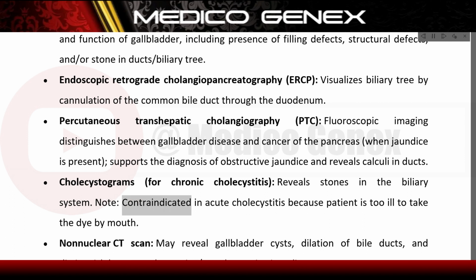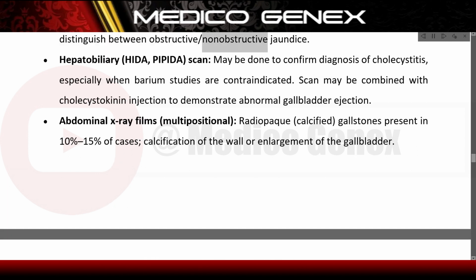Note: contraindicated in acute cholecystitis because the patient is too ill to take the dye by mouth. Non-nuclear CT scan may reveal gallbladder cysts, dilation of bile ducts, and distinguish between obstructive and non-obstructive jaundice. Hepatobiliary (HIDA, PIPIDA) scan may be done to confirm the diagnosis of cholecystitis, especially when barium studies are contraindicated. Scan may be combined with cholecystokinin injection to demonstrate abnormal gallbladder ejection.